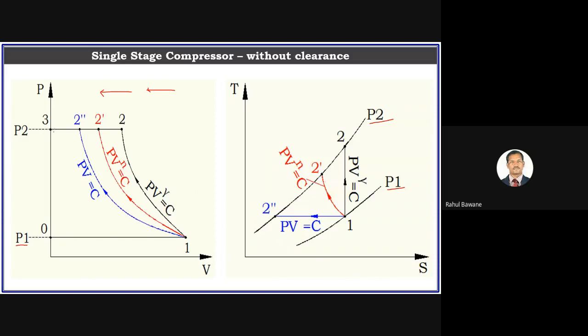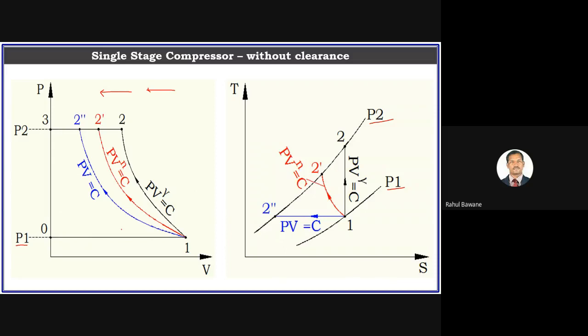Now from this graph, the net work done means the exact area under this curve. So if we follow the isentropic process, our total area will be more. If we follow the isothermal process, our total area will be least. So it means that if we can maintain isothermal compression, then it requires a minimum work done for compression.